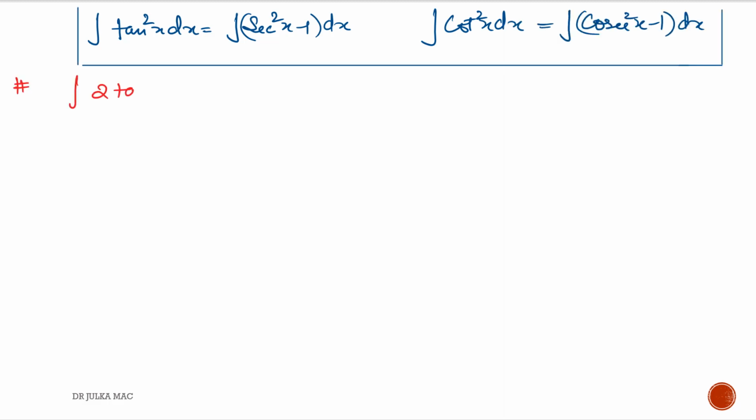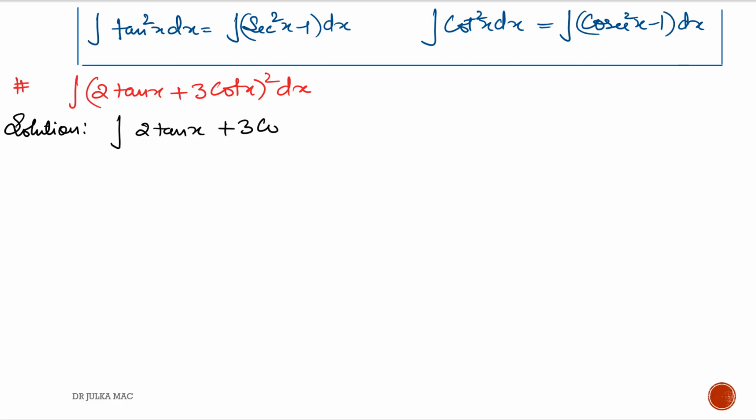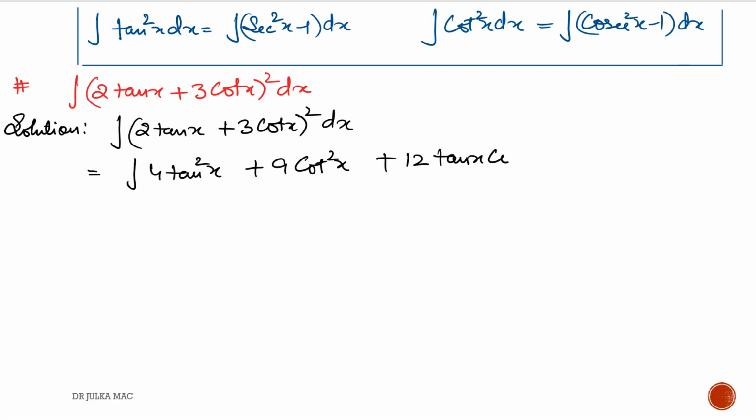Next point, whenever we have tan square x, replace it by sec square x minus 1, and whenever we have cot square x, replace it by cosecant square x minus 1. We have one example. Integrate 2 tan x plus 3 cot x whole square. First, expand: 4 tan square x plus 9 cot square x plus 12 tan x into cot x. And tan is cancelled by cot, so it is only 12.